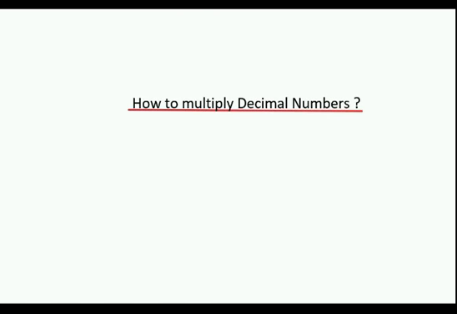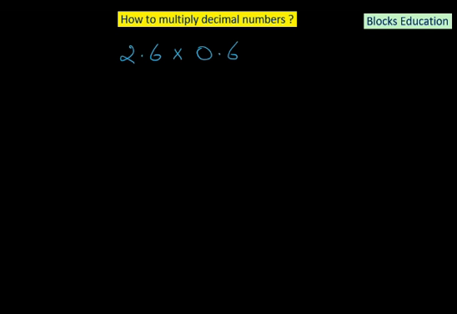How to multiply decimal numbers. Let's see this. We have two numbers, 2.6 and 0.6, and we are going to multiply these two decimal numbers. So let's see two of the rules and then we will multiply them.